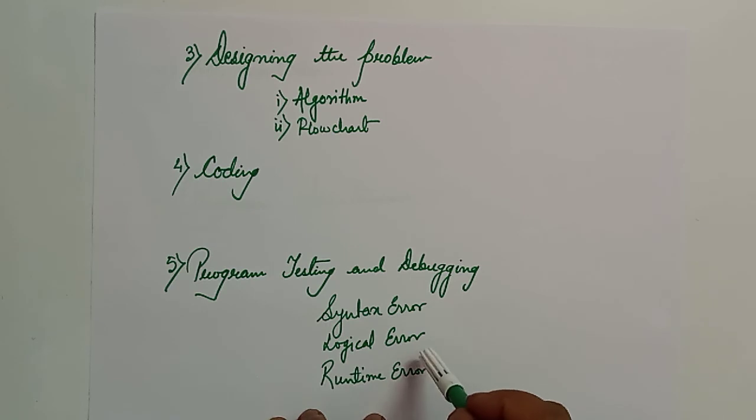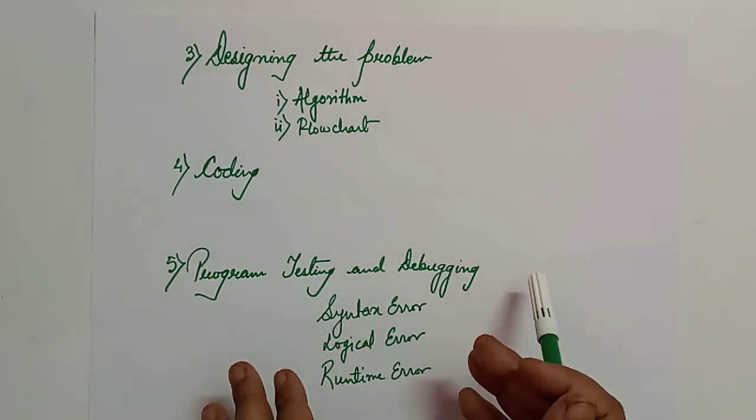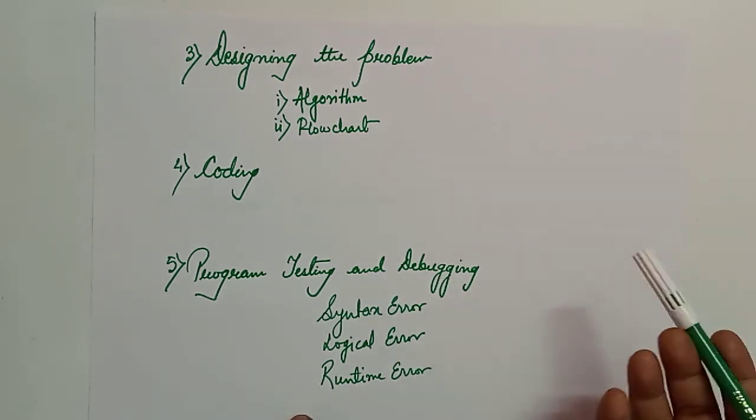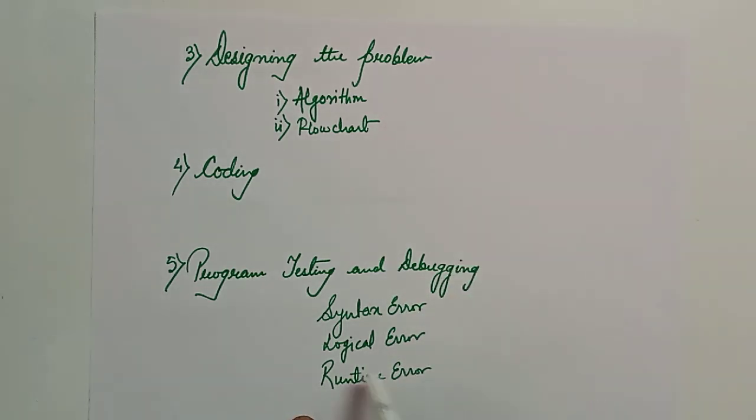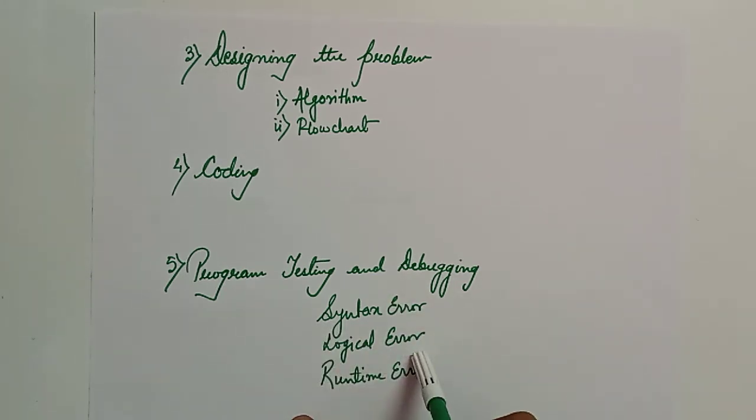Fine. Logical error. In a logical error, you have written the program correctly, there is no syntax error, and it is compiling also, but it is not giving the output which you want. With a syntax error, it will not compile at all, so there is no point of getting output. That means the logic that you have applied in the program is not correct. That is what a logical error is.